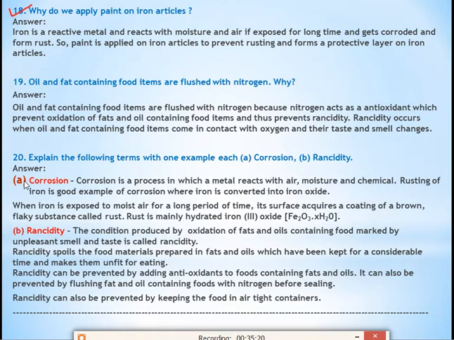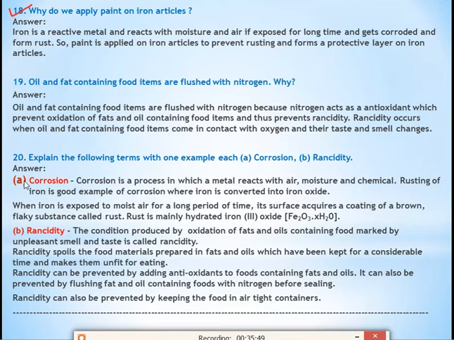So the next question: why do we apply paint on iron articles? This is a very common and easy question. To prevent it from rusting, to prevent it from corrosion, right? See, iron is a very reactive metal, and it can react with moisture and air if exposed for a long time. If you keep iron nails on the terrace for 1 week or 2 weeks, what will happen? The color of the iron nail will change. It will get corroded, rusted. Rusting will occur in iron.